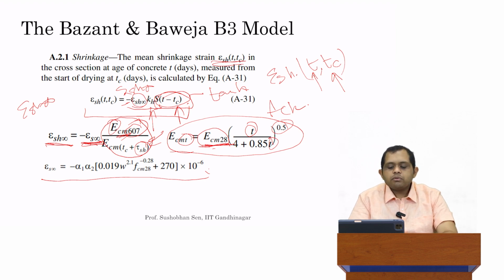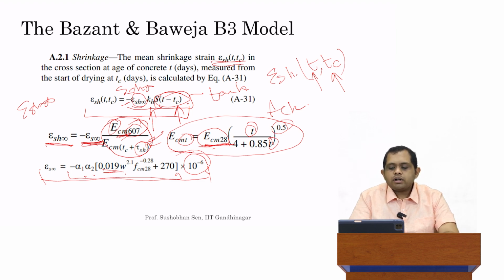So in the B3 model, we have this empirical equation, and I'll define the terms in a second. It's negative of alpha 1 into alpha 2 into some 0.019, an empirical coefficient, W raised to the power 2.1. This W is the water content, into FCM 28, that is the compressive strength at 28 days, raised to the power of minus 0.28, plus 270. This is all a strain, so into 10 power minus 6. So basically it's a microstrain.